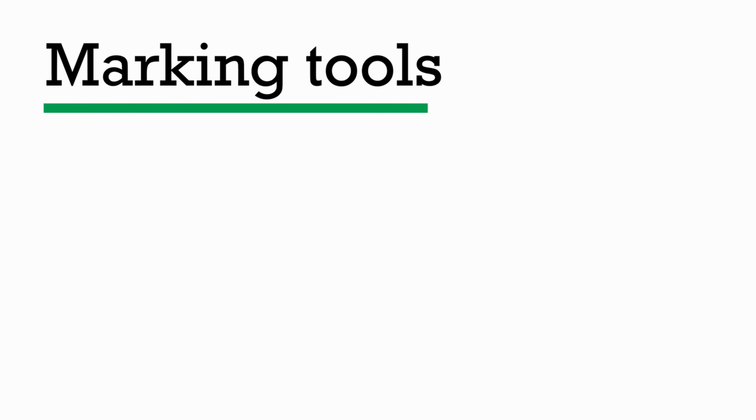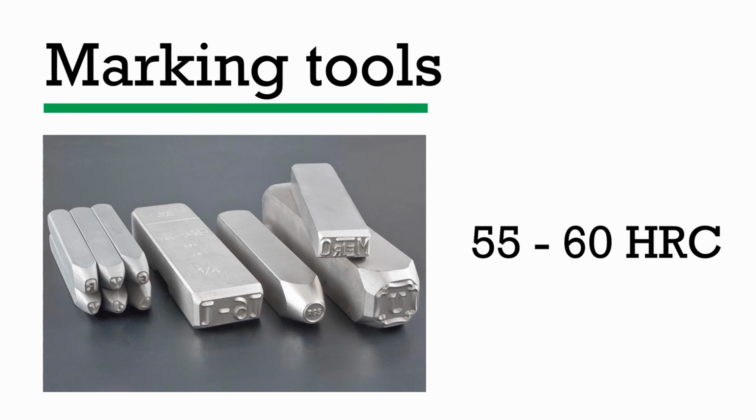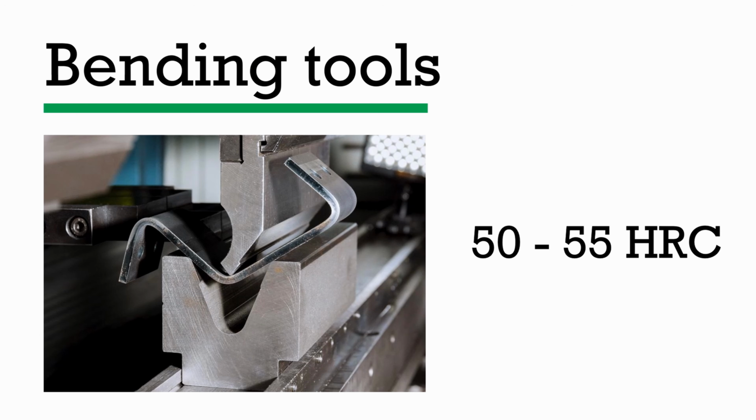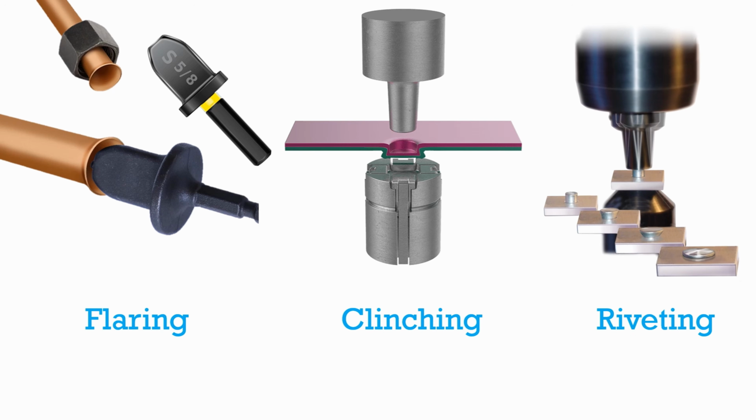For the marking tool, to punch marking on metallic components, hardness should be 55 to 60 HRC to ensure the precision and durability of the marking tip. For bending tools, 50 to 55 HRC, a slightly lower hardness range, because bending tools require a balance between hardness and toughness.